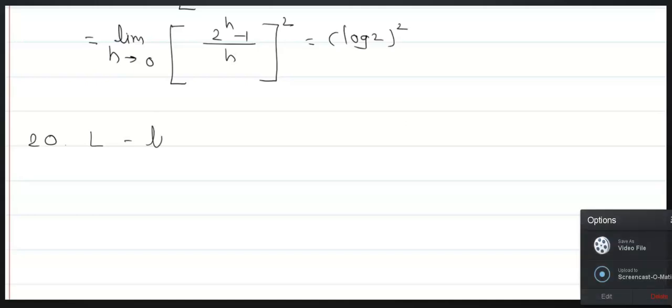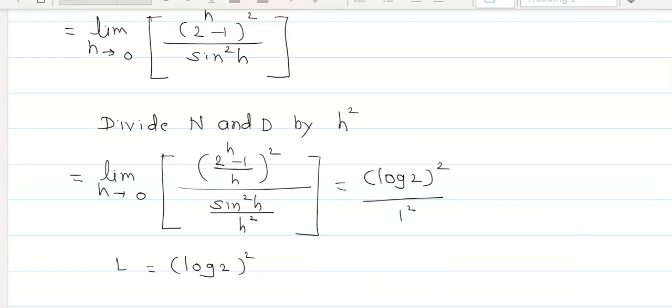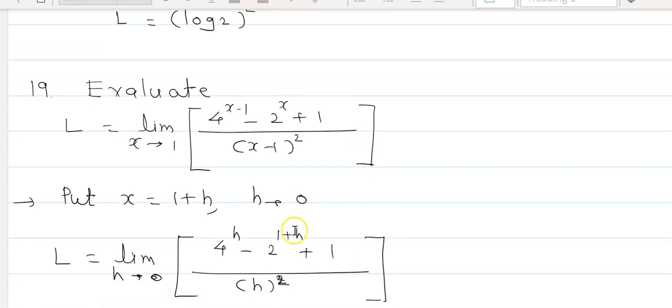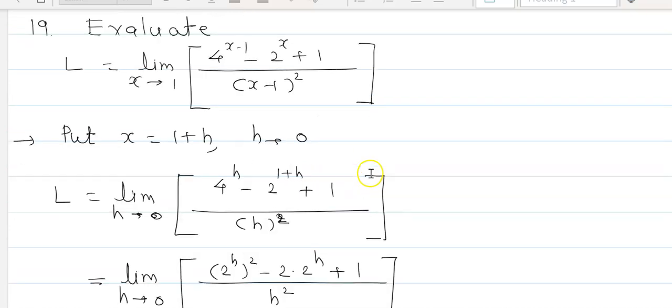And now you can see this here. Evaluate this. Limit L equals x tends to 1, (4 raised to x minus 1 minus 2 raised to x plus 1) upon (x minus 1) whole square. Put x equals 1 plus h. As x tends to 1, h tends to 0.